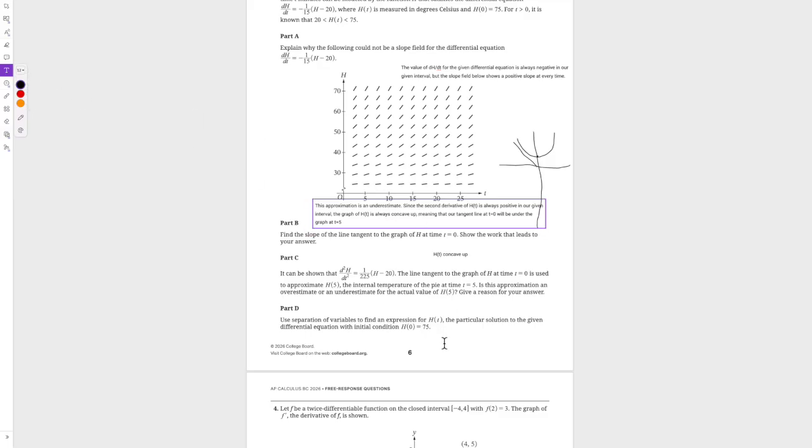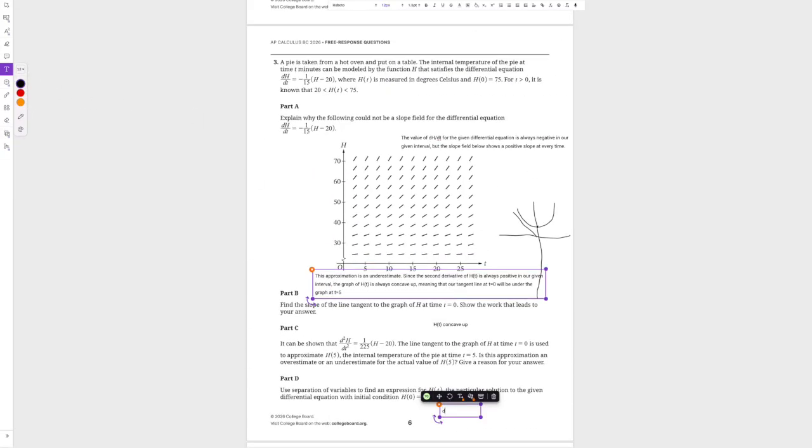So let's get to it, where we have dh over dt equals negative 1 over 15 times h minus 20. Now, in order to do separation of variables, we have to isolate the variable h on this side. So we divide both sides by h minus 20. So we're going to bring this over here, and we're going to multiply both sides by dt. So we have dh over h minus 20 equals negative dt over 15.